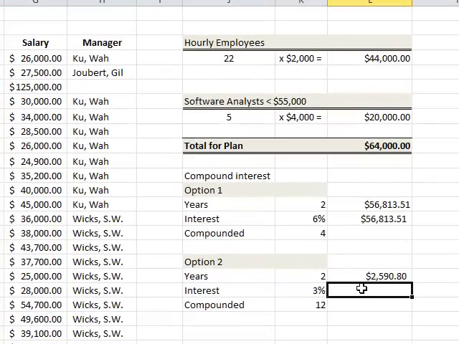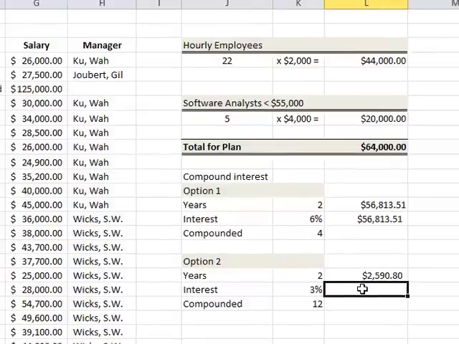We get $2,590.80. Now, wow, that was a mess. So let's try it again. Is there an easier way to do this?